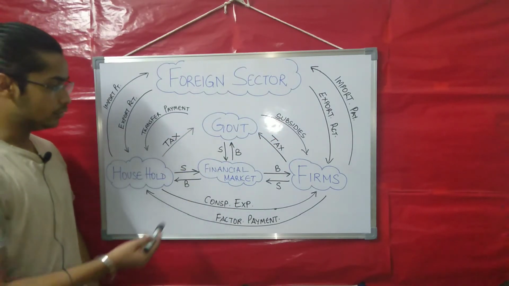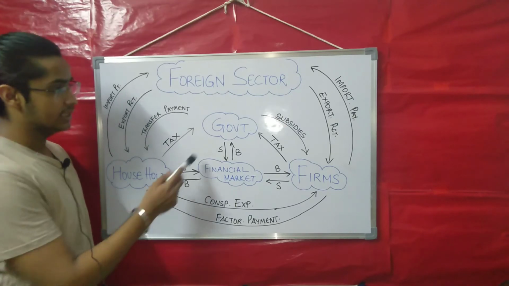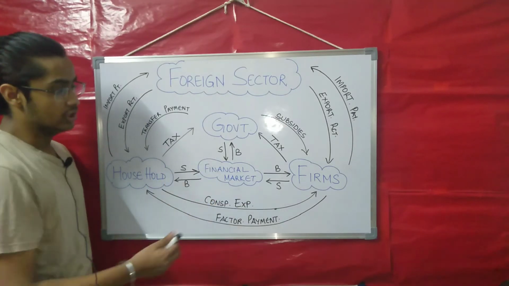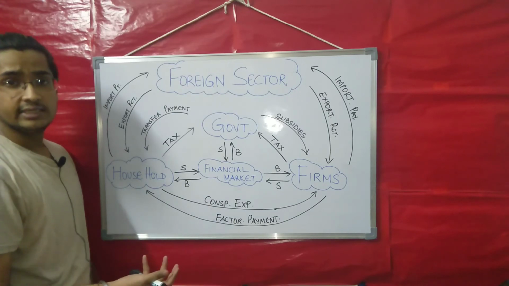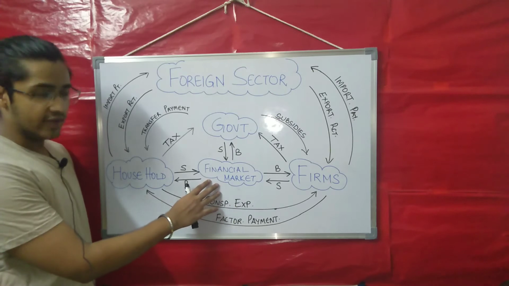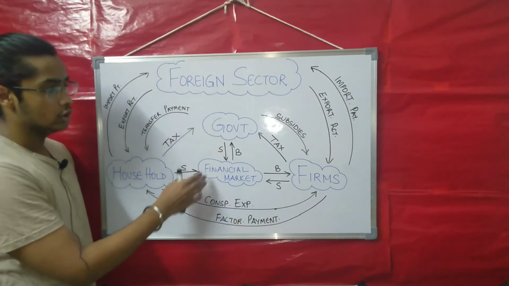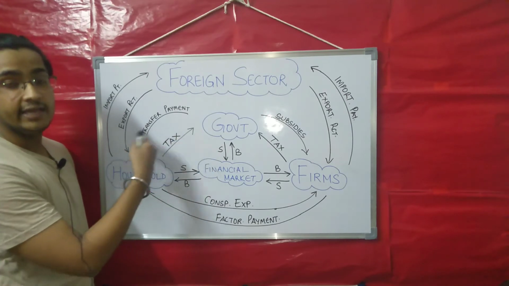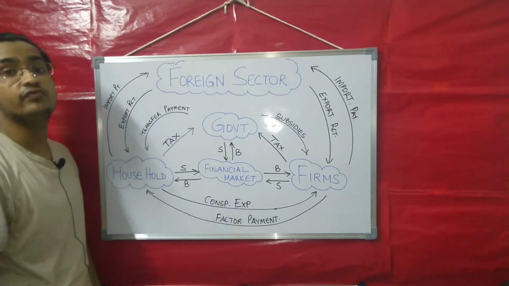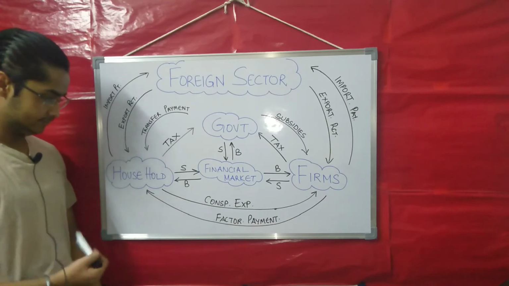Now, coming to savings and borrowings, the three sectors, that is your household, government and firm, give or deposit their money in the form of savings to the financial market, and the financial market provides borrowings to the firms, to the household, to the government when any of these sectors are in need of financial aid. Let us revise once again.